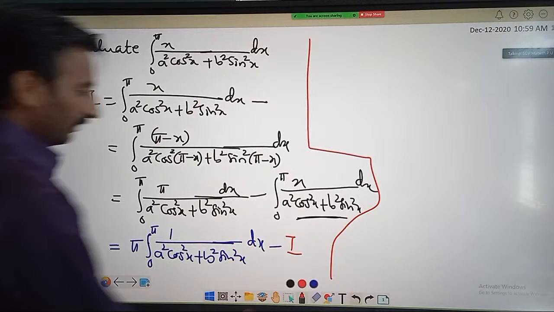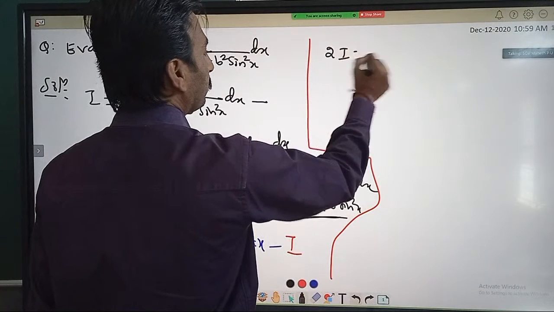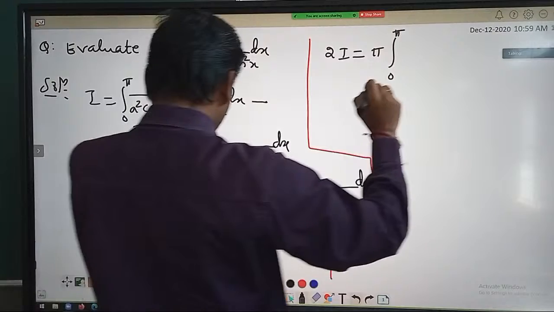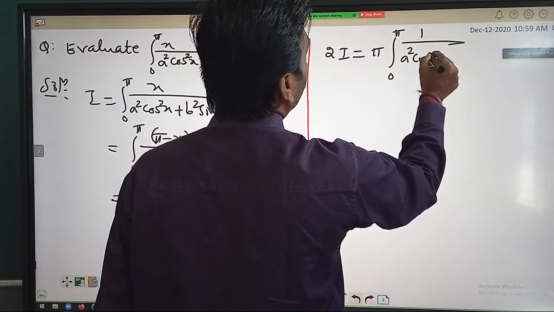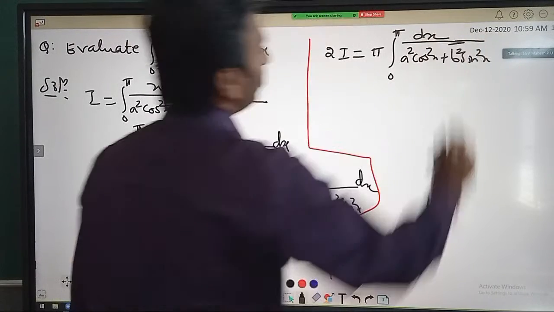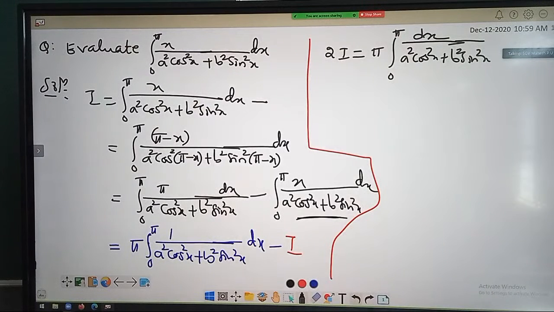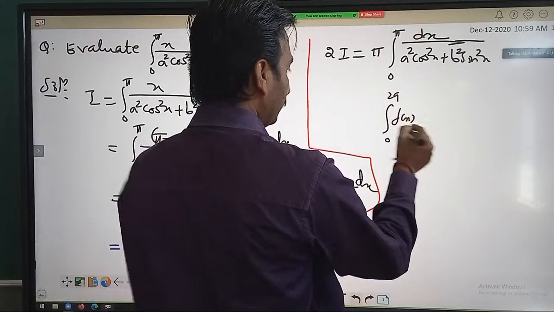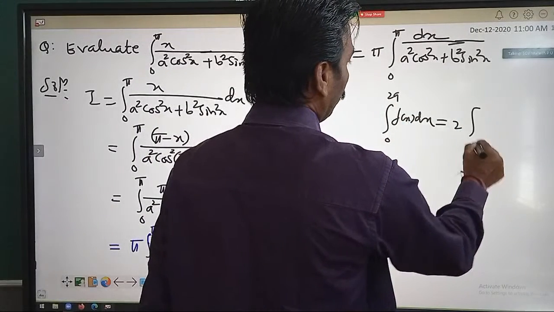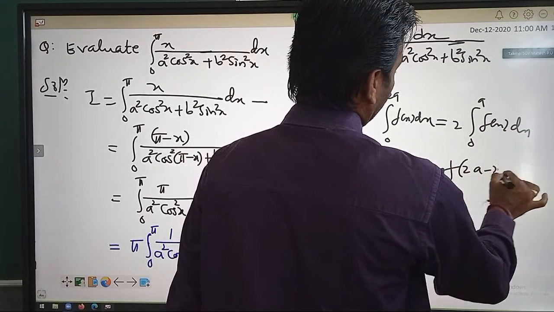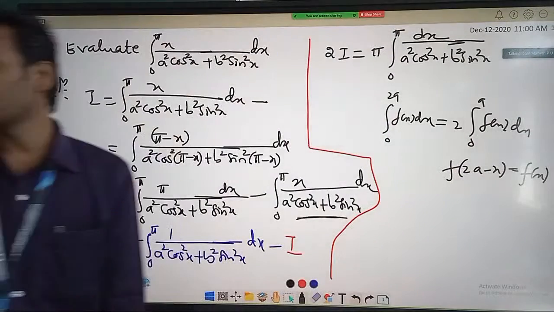I take this I to the left side. What do you get? 2I equals pi into the integration from 0 to pi of 1 divided by a square cos square x plus b square sin square x, with numerator dx. Here look at one thing, property number 5: 0 to 2a f of x dx. Don't write this property, I am just recalling it for you. It is 2 times 0 to a f of x dx, whenever f of 2a minus x is the same as f of x. I hope you can remember this.